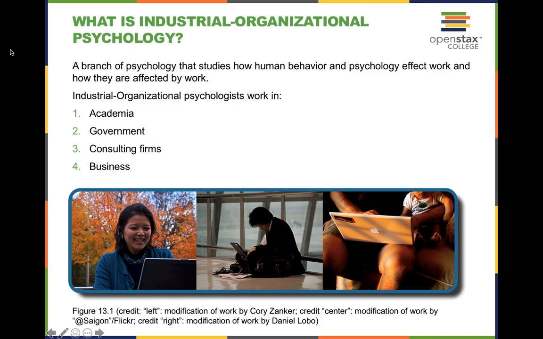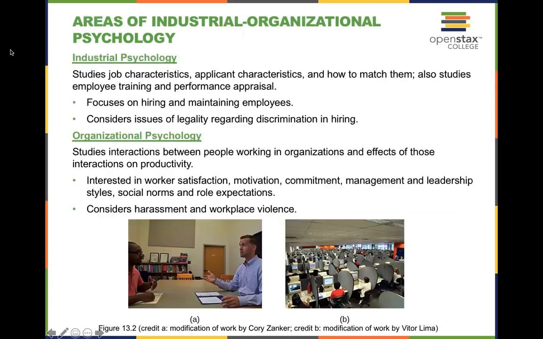What environment do they work in? They can work in a number of different areas. They can work in academia, they can work in government, they can consult firms as well as business. When it comes to the distinction between industrial versus organizational psychology, industrial psychology studies job characteristics, applicant characteristics, and how to match them, as well as studies employee training and performance appraisals. Their main focus is on hiring as well as maintaining employees.